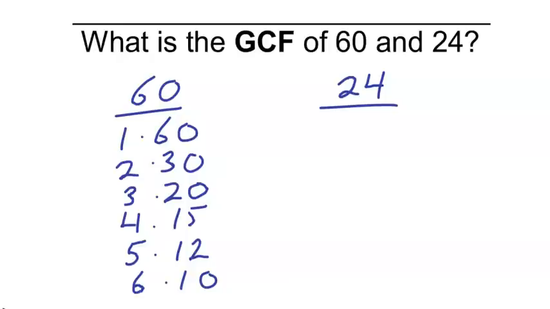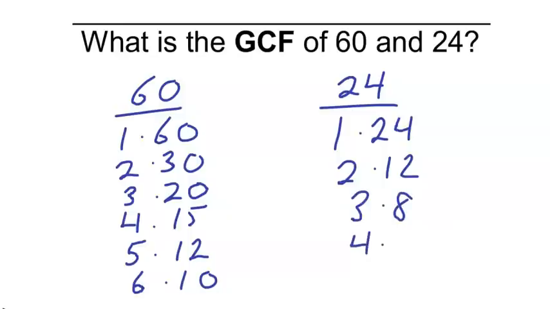And the factors of 24 are 1 and 24. We can do 2 times 12. 3 times anything? Yeah, 3 times 8 is 24. 4 times 6 is 24. 5 times something? Nope. 6 times something? Yeah, 6 times 4. So what is the largest number that is in both of these? We're going to have to look and see. I see a 12 in both, and it looks like that is the largest number that is in both of them. So the greatest common factor of 60 and 24 is 12.